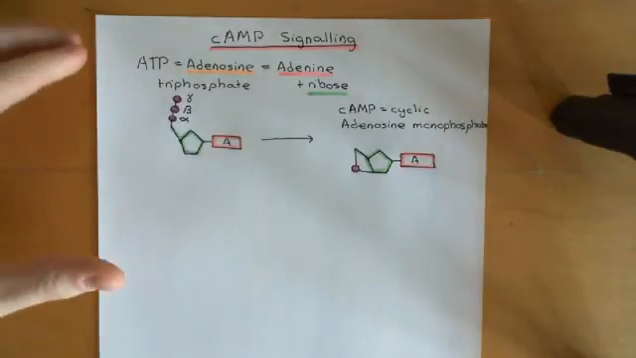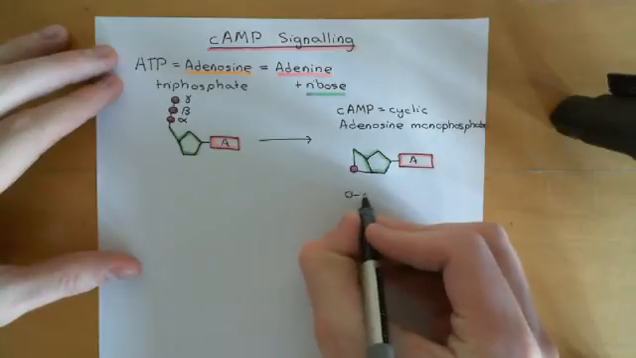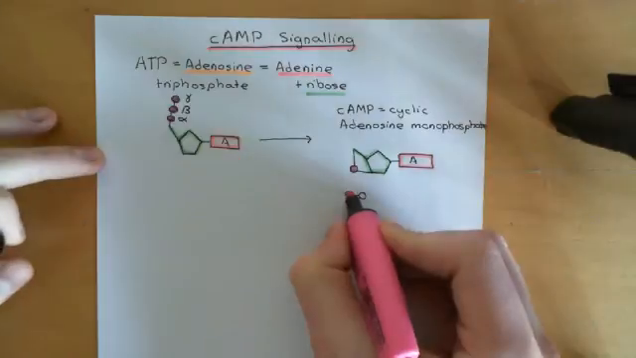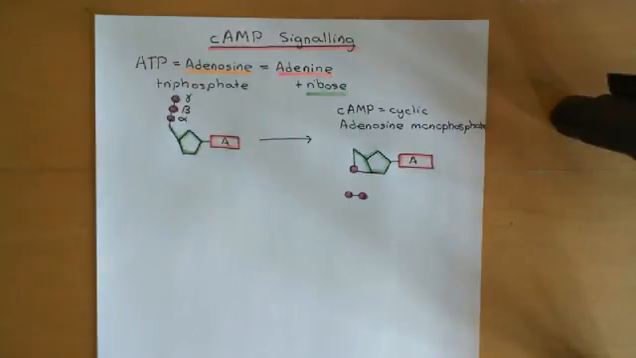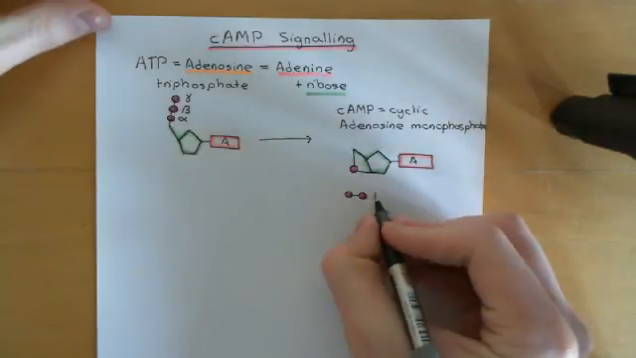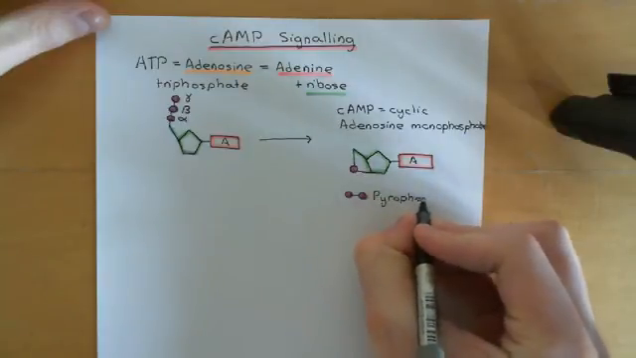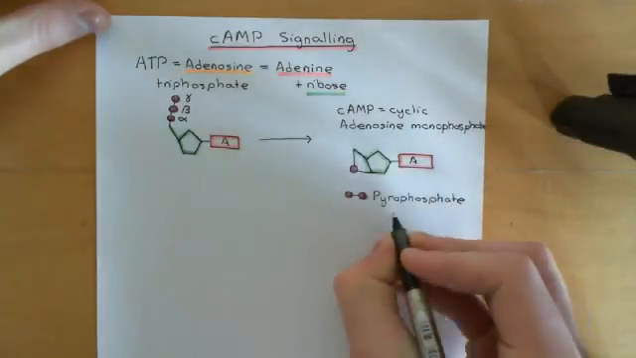Now, the other product that you will produce in this reaction is just those 2 phosphate groups linked together. You'll still have the beta phosphate and the gamma phosphate linked together like so. When you've got 2 phosphate groups linked together in this way, it's called a pyrophosphate molecule. So the other product of this reaction, whereby you create cyclic AMP from ATP, is pyrophosphate.